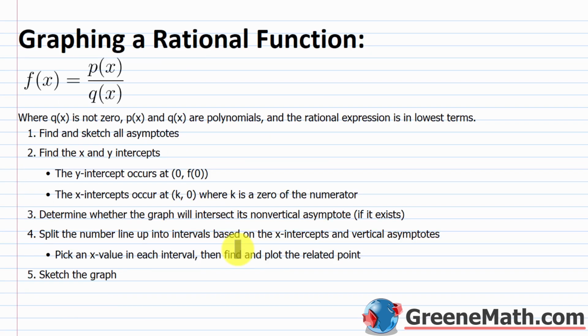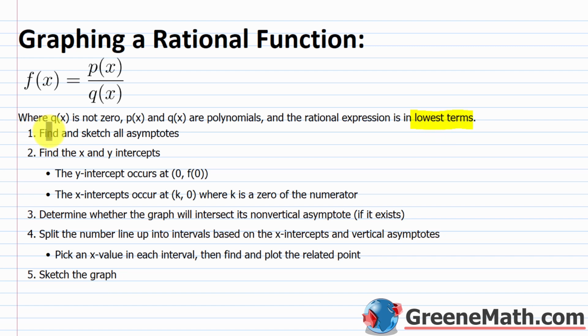All right, let's look at the procedure for graphing a rational function. So we have f of x is equal to p of x over q of x, where q of x, the denominator, is not 0. P of x and q of x are polynomials, and the rational expression is in lowest terms. I'm going to highlight that because that's important. Remember, we talked about what would happen if we have to cancel and we have a hole in the graph. That's not going to apply here. We're going to be looking at things that are already simplified or in lowest terms.